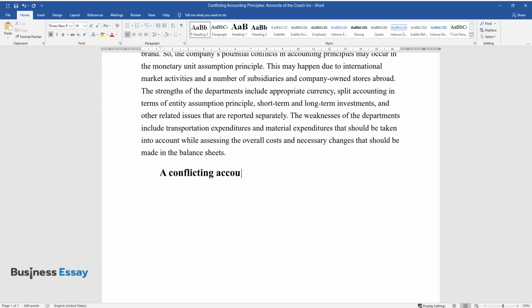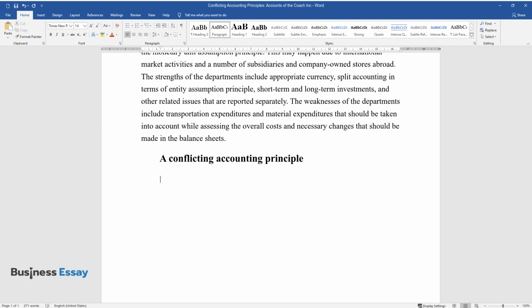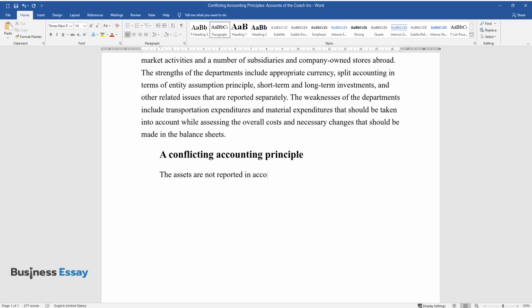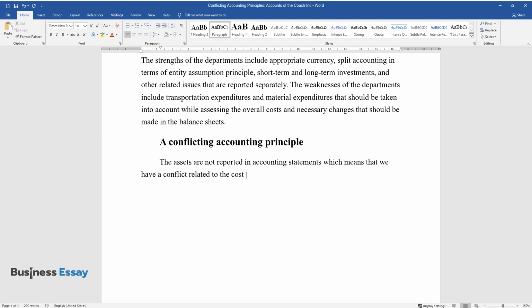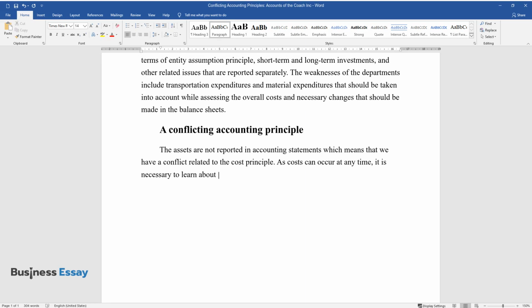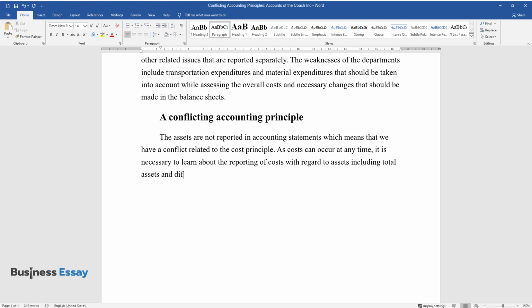A conflicting accounting principle. The assets are not reported in accounting statements, which means that we have a conflict related to the cost principle. As costs can occur at any time, it is necessary to learn about the reporting of costs with regard to assets, including total assets and different types of assets possessed by the company.